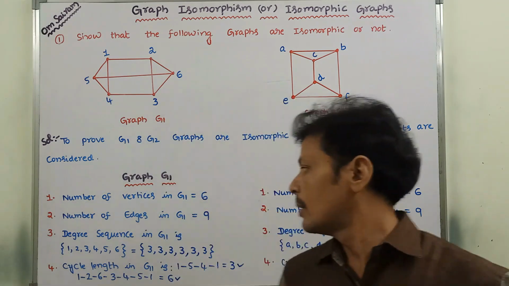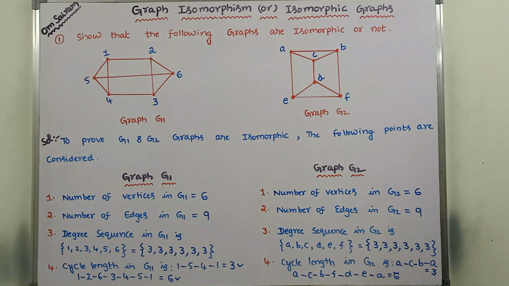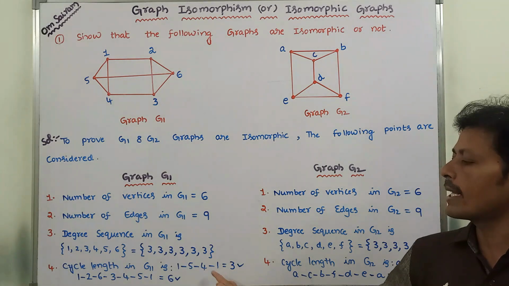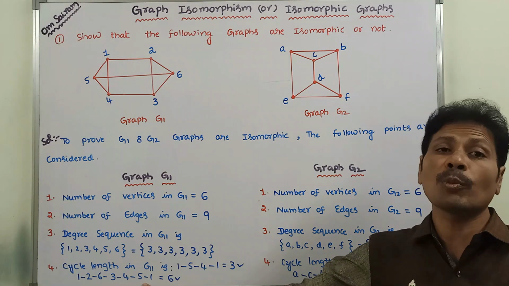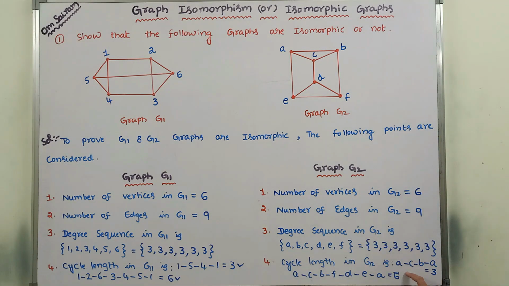Okay. Next we can go. This is the smallest possible cycle length, and this is the longest possible cycle length. Now we can go for the fifth point.